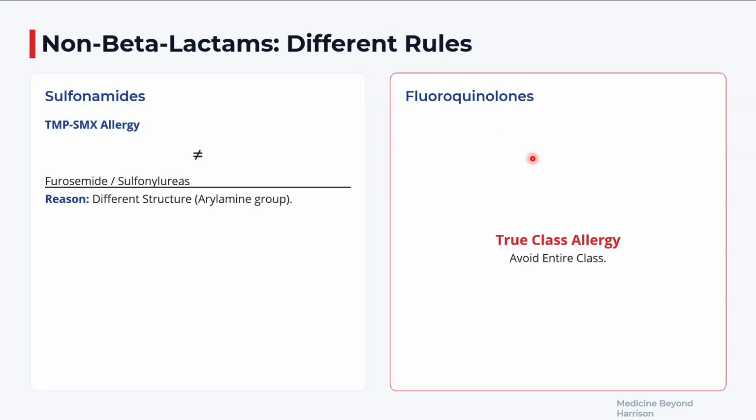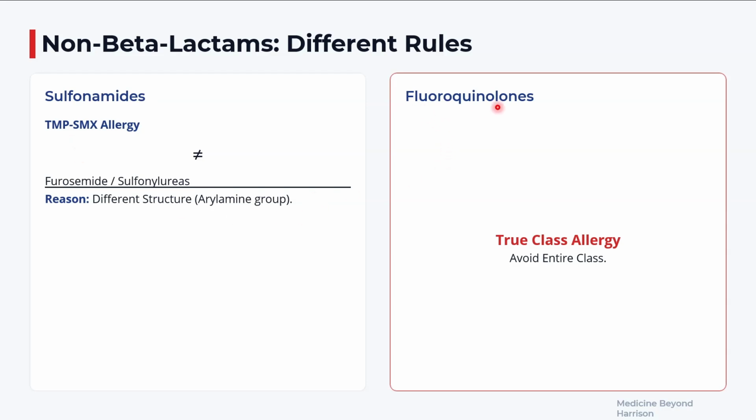So, more non-beta lactam drugs, there are other non-beta lactam drugs that can have allergies. Sulfonamides allergy: patients usually come to the emergency saying I have a sulfur allergy, and trimethoprim-sulfamethoxazole cannot be given. So always clarify whether it is a sulfur allergy or a cotrimoxazole allergy, because trimethoprim-sulfamethoxazole allergy is not equal to furosemide allergy and sulfonylurea allergies. So it is not the same. A different structure has different aryl amine groups, so they can be given.